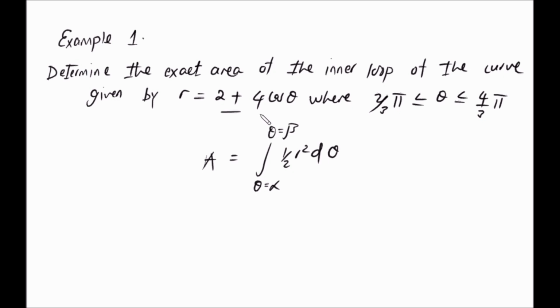So our r ni huyu. Our r ni 2 plus 4 cos theta. And our theta ranges from 2 over 3 pi to 4 over 3 pi. So our alpha is going to be equal to 2 over 3 pi. And our beta is going to be equal to 4 over 3 pi. So what is A? Let's look for A now. So from the formula now, A is equal to, you integrate from theta equals to alpha to theta equals to beta half r squared with respect to theta.